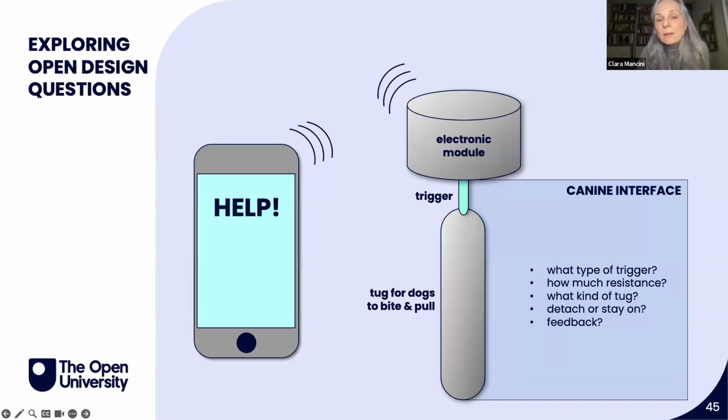This particular design concept comprised an electronic module that would trigger a call to a phone line and a biteable tag for the dog to use as an input device connected to the electronic module by a trigger. But what should the tag be like? What should its size, shape, texture, or material be? What kind of trigger should connect it to the electronic module? Should the tag detach when pulled, or should it stay in place? How should the system give the dog feedback to let them know that they have successfully raised the alarm?